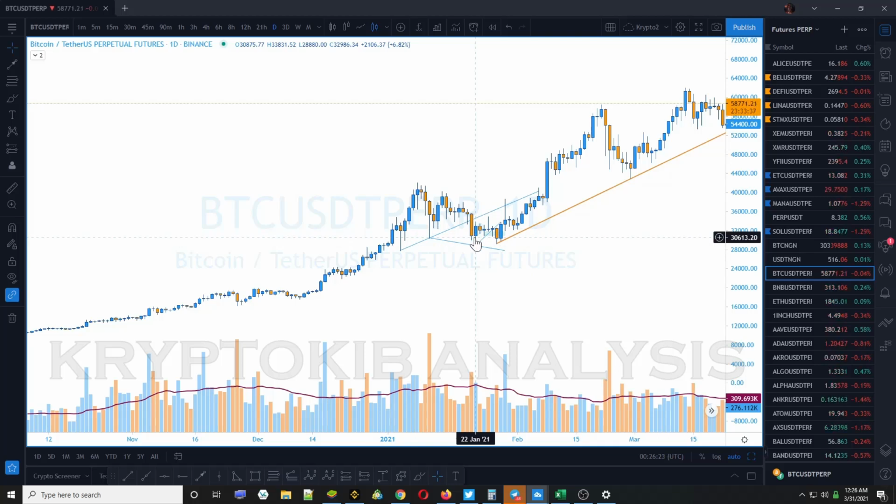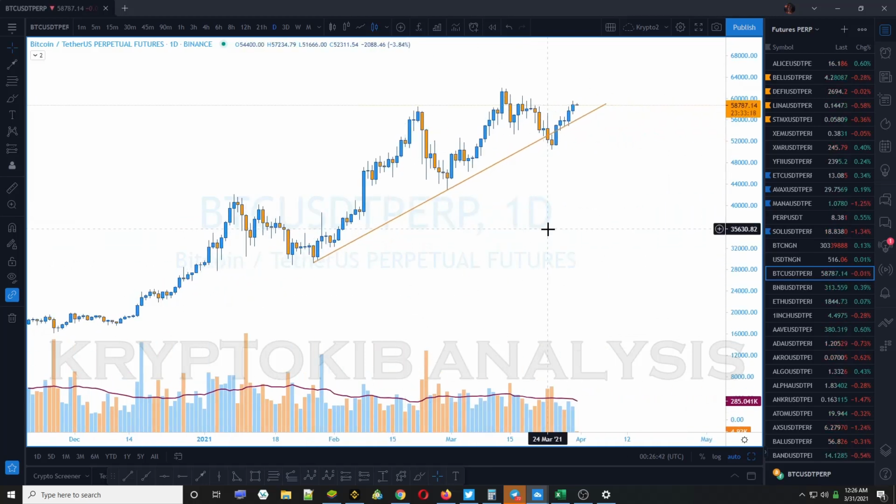Once we see that, then we can fully conclude that yes, the BS players are serious. That is how we confirm break of structure or level breaks with close of candle confirmation.